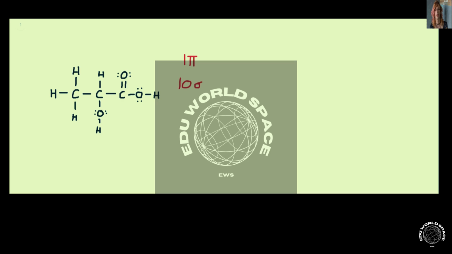Now, for part C, which CO bond is shortest in the molecule? And that's going to be this one, this CO bond, because double bonds are shorter than single bonds, so the CO double bond is going to be shorter than any of your CO single bonds.